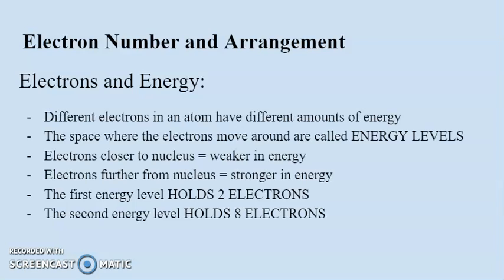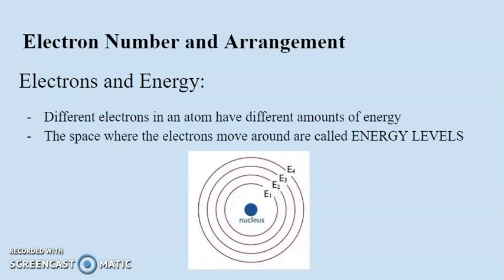It's important to know that the first energy level, E1, holds 2 electrons, and then it moves on to that second energy level. Once that first energy level is full of 2, it'll move on to that second, which holds 8 electrons. Now, this can be confusing at first, so I'm going to move on and break this up.